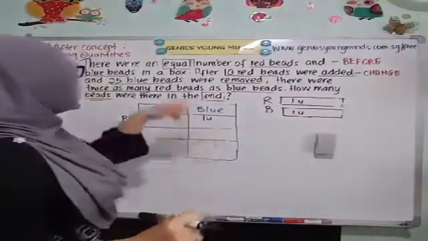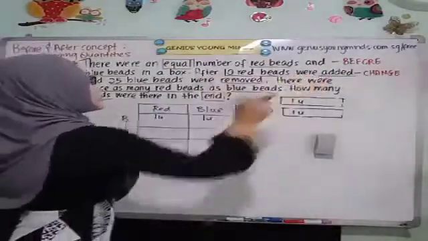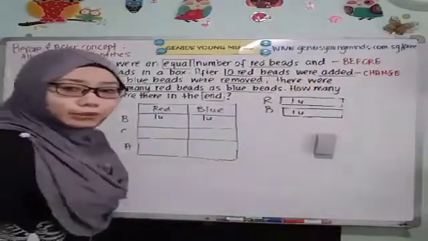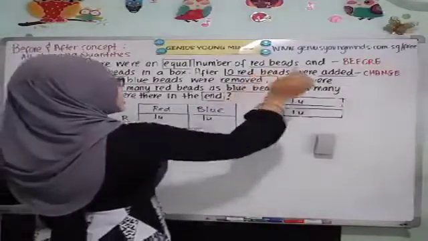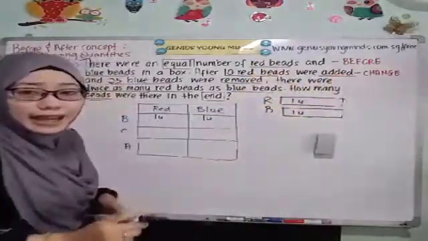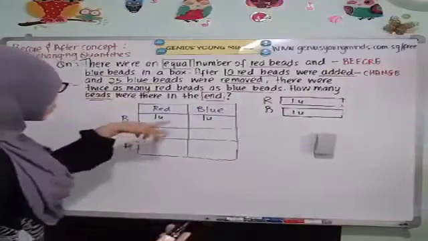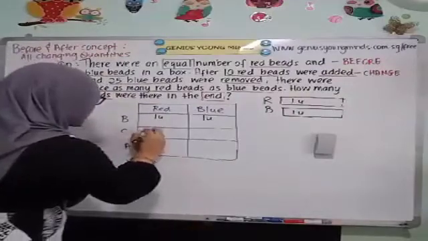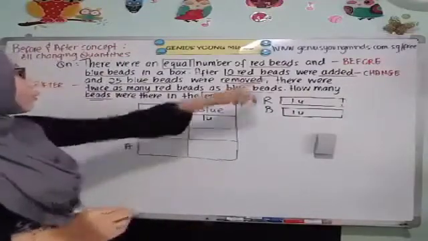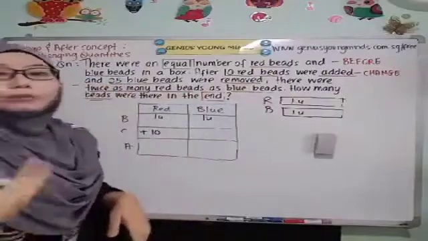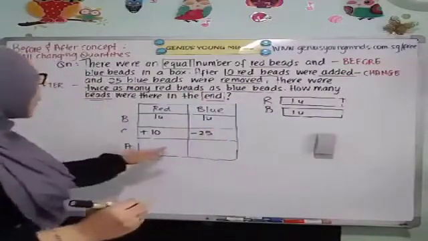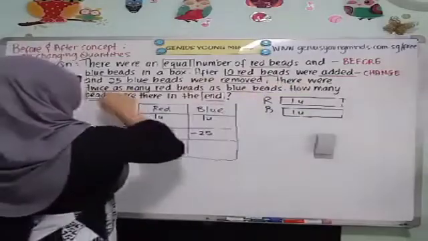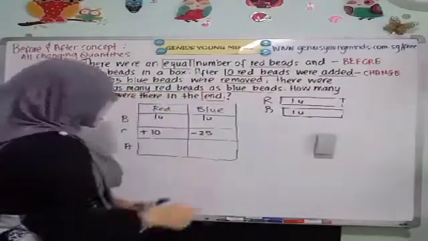Now, we'll put in the changes. There are 2 different changes going on. Means something happened to red bead, something happened to blue bead. Okay? What happened to my red bead is added. Okay, 10 red beads were added. So you look at red, you put there plus 10. Okay? What happens to the blue bead? They will remove minus 25. Okay? Now, after, there were twice as many red beads as blue beads.